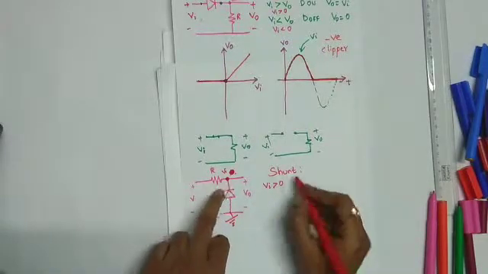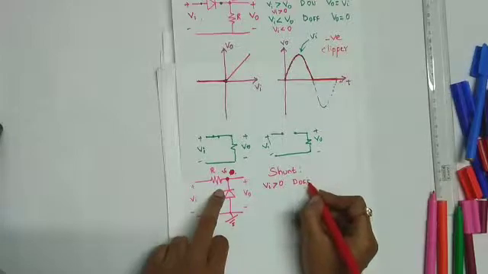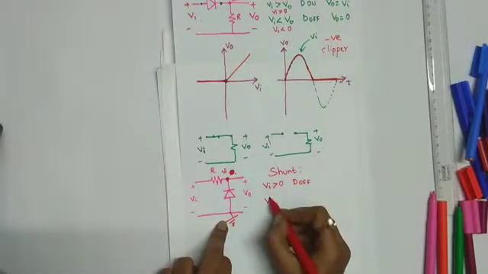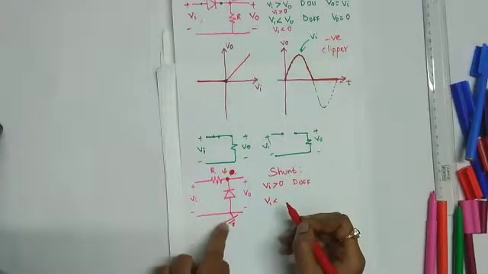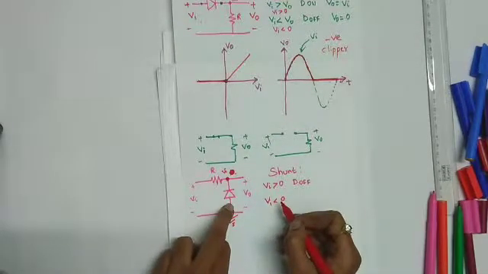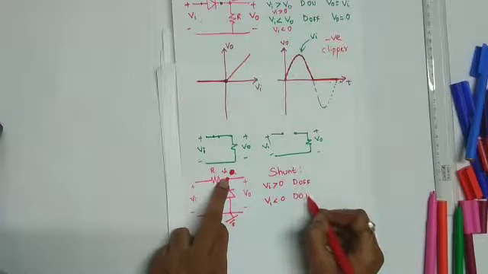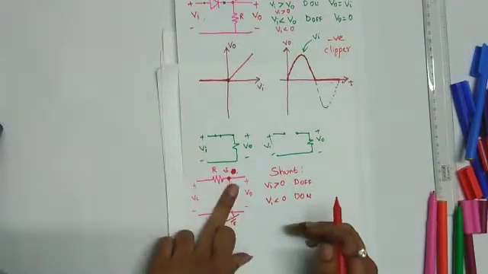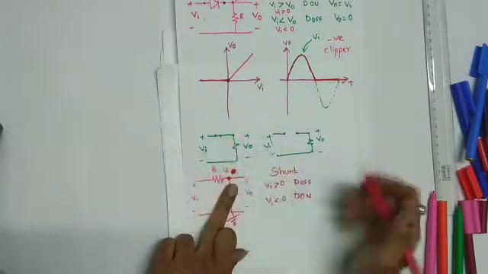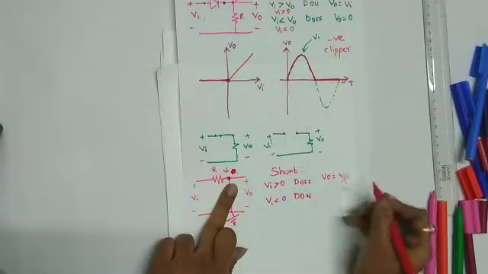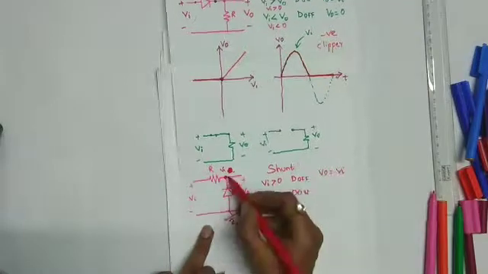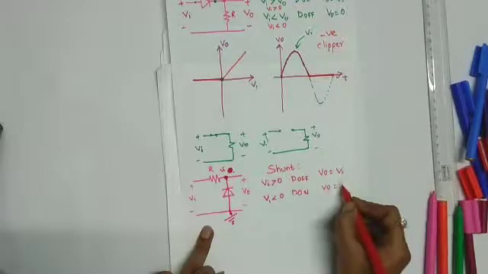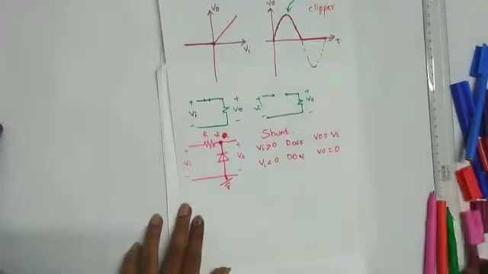So if this VI is more than 0, what happens? This diode will be off, right? Similarly, if this VI is less than 0, that is, this side voltage is more than this side voltage, then the diode will be in the on condition. So if the diode is off, that is, this branch is open, then V0 will be equal to VI, right? And if this diode is on, this entire circuit will be closed like this, then V0 will be equal to 0. Simple, right?